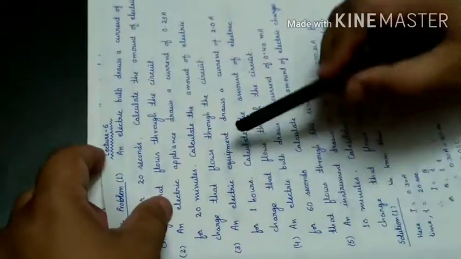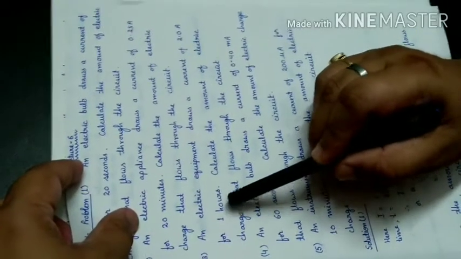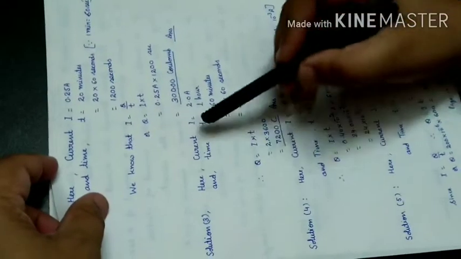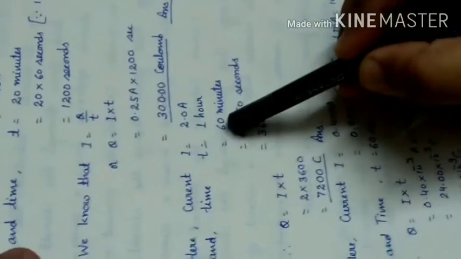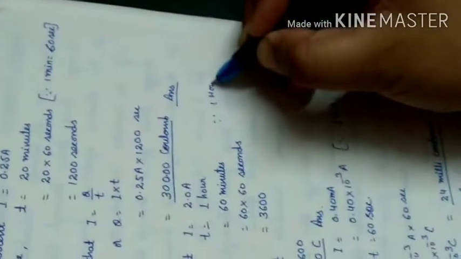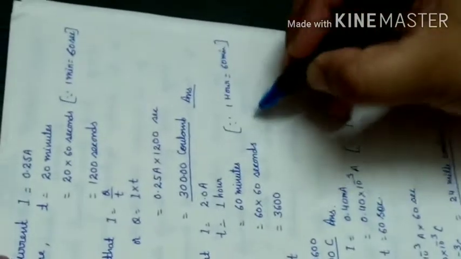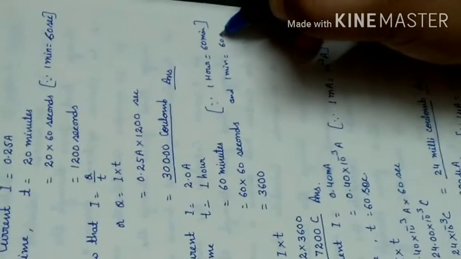Next question: An electric equipment draws a current of 2.0 ampere for 1 hour. Now, in this question, current is in ampere and time is in hours. So, come to the solution. Here, current is equal to 2 ampere, time is equal to 1 hour is equal to 60 minutes. Since 1 hour is equal to 60 minutes and 1 minute is equal to 60 seconds.